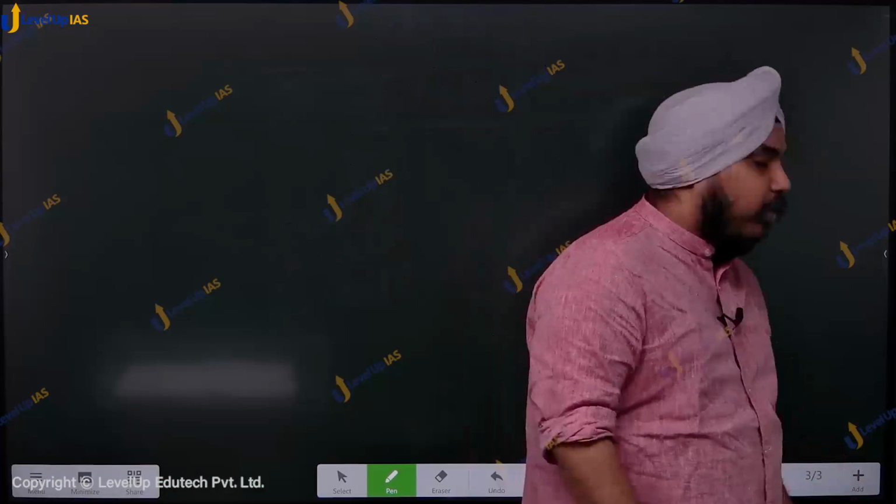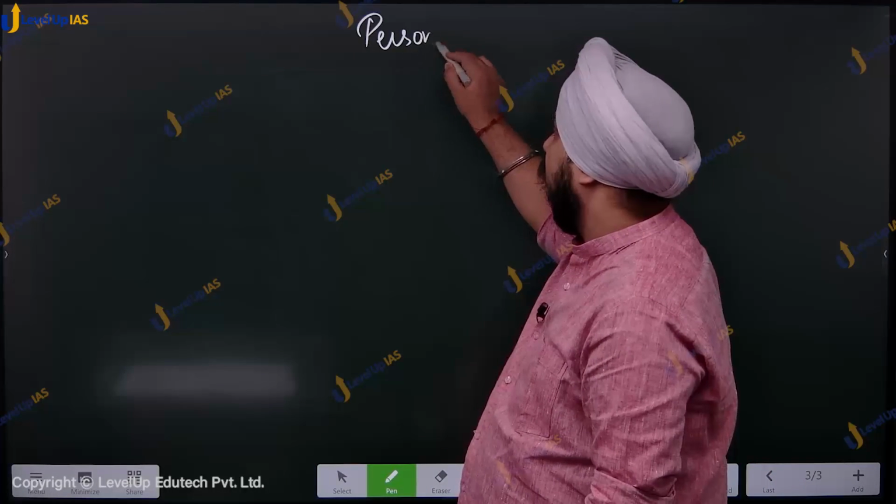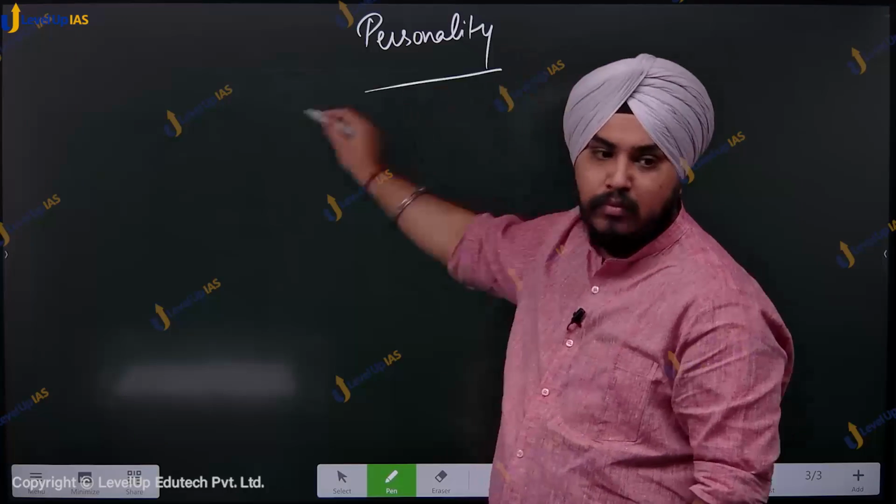Second, what they want to check is your personality.